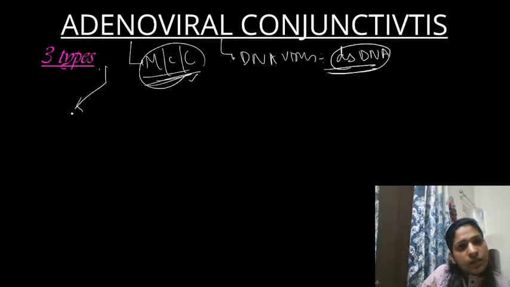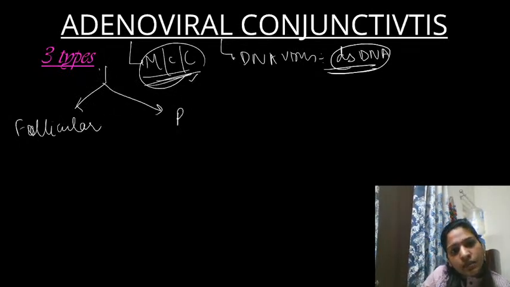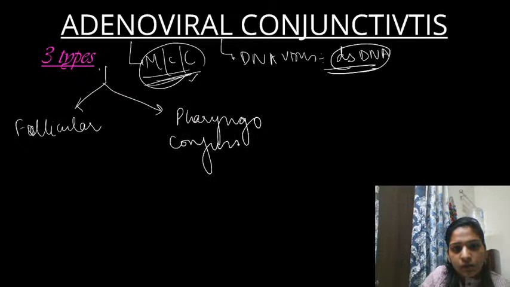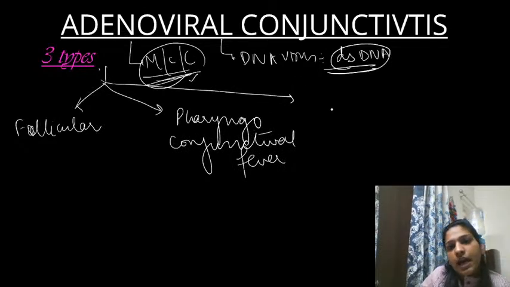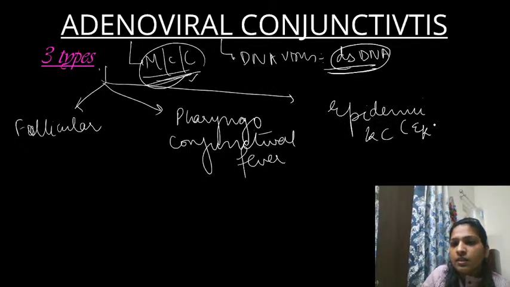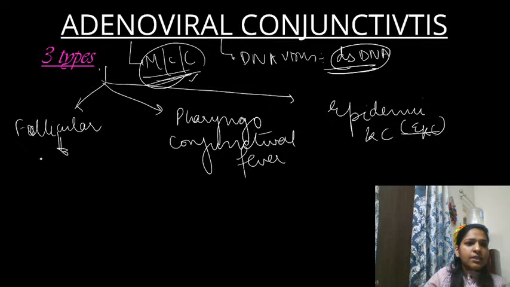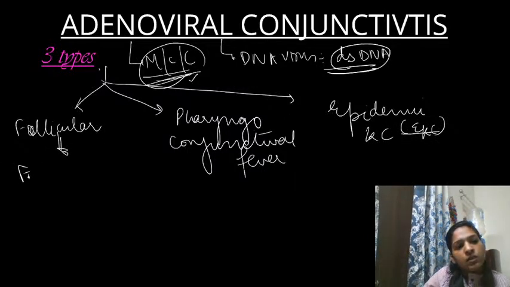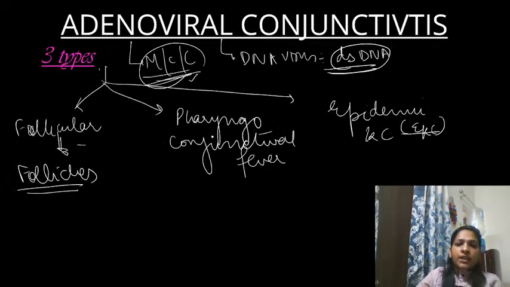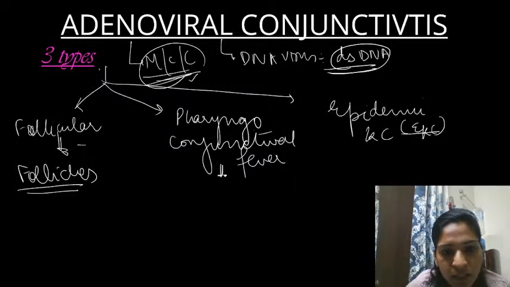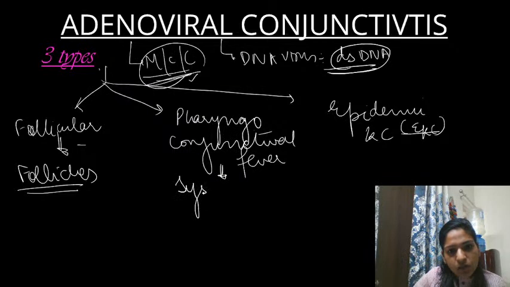There are three types of presentation of adenoviral conjunctivitis. First one is follicular conjunctivitis. Second is pharyngoconjunctival fever. And third is epidemic keratoconjunctivitis, also known as EKC. In follicular conjunctivitis, only follicles will be present in the conjunctiva.